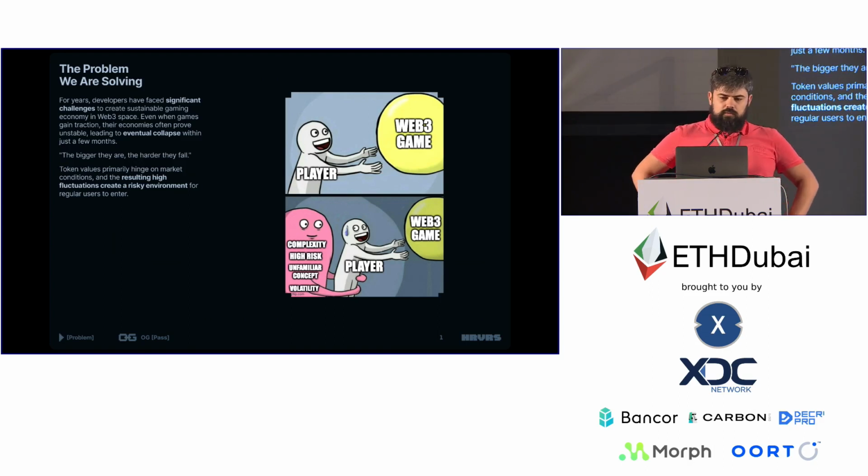The problem that we are trying to solve is that Web3 games have a lot of complexity for users. It is a high-risk environment and an unfamiliar concept to old Web2 users. The volatility of the tokens is high, and we spent more than 4 years thinking about how we can create an environment that is made to be here for a long time.